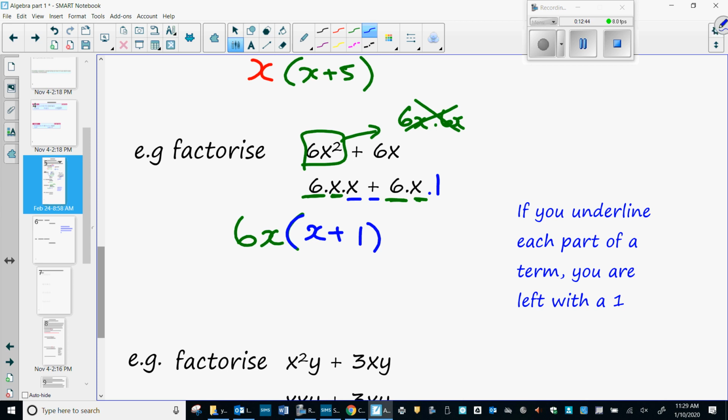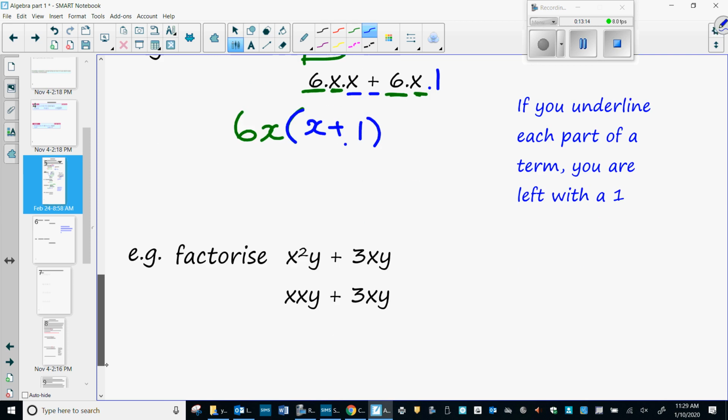Would you lose marks? Because sometimes working out gives you more marks. If you don't do the 6 times x, does that give you more marks? No, to be honest, these are normally 1 mark for this and perhaps 1 for that maximum. Your working is recognizing what's common, and then what's left. It's not really the way you do it. Okay, that's a good question.